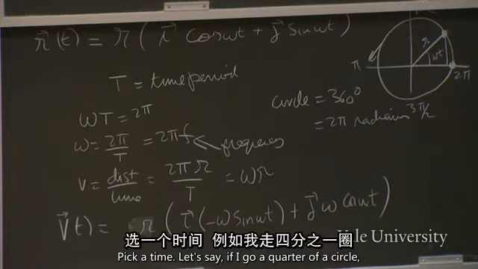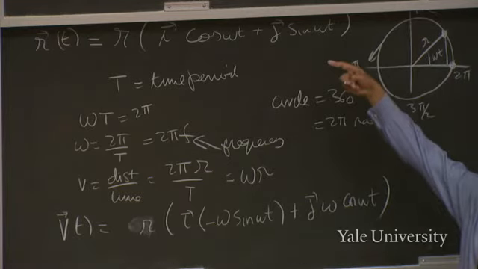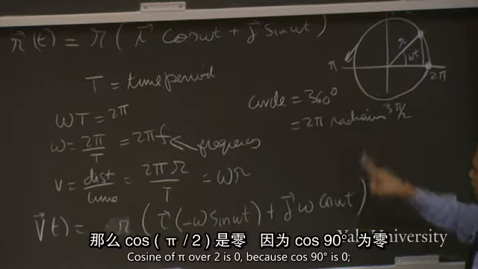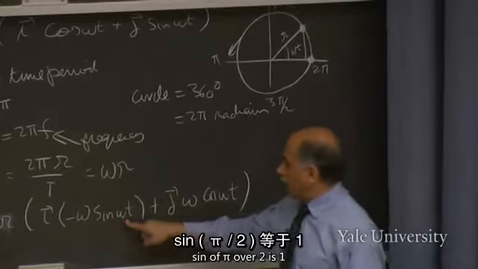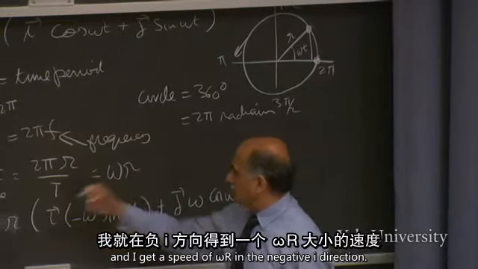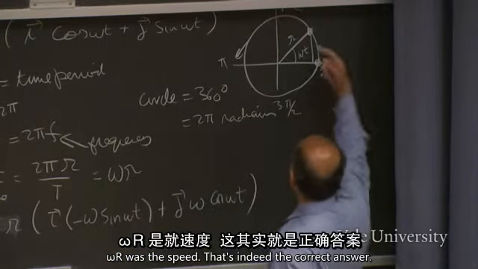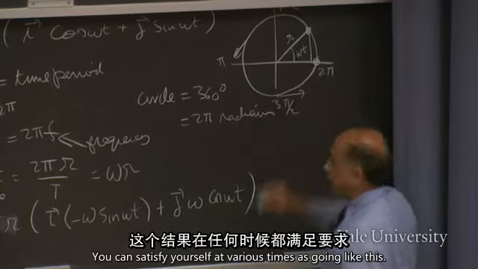Pick a time. Let's say if I go a quarter of a circle, I expect to be moving to the left. A quarter of a circle means omega t is pi over 2. Cosine of pi over 2 is 0 because cosine 90 is 0. Sine of pi over 2 is 1. And I get a speed of omega r in the negative i direction, which is omega r was the speed. That's indeed the correct answer. And you can satisfy yourself at various times. It's going like this.